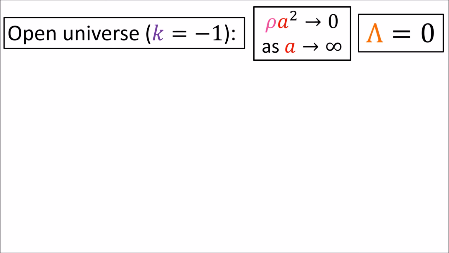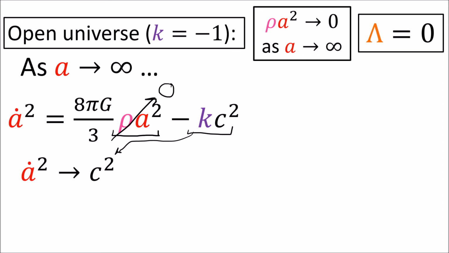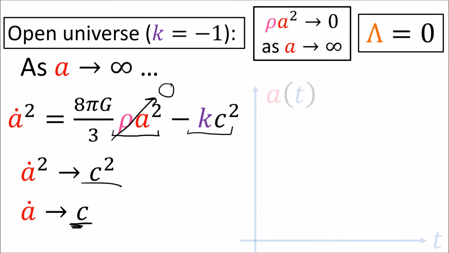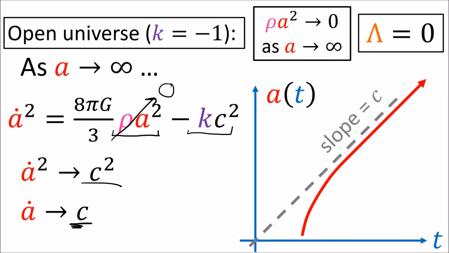So in an open universe that's expanding, this term will eventually go to 0. But since k equals -1, this positive c squared term will always stick around. So in this case, the universe starts off expanding fast, then decelerates, and in the far future, where the density approaches 0, the expansion reaches a constant expansion rate of c.